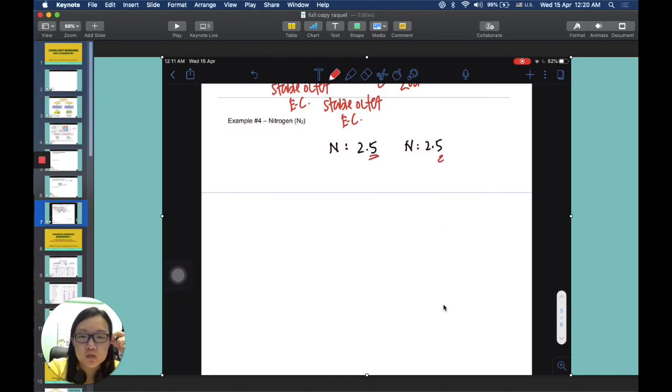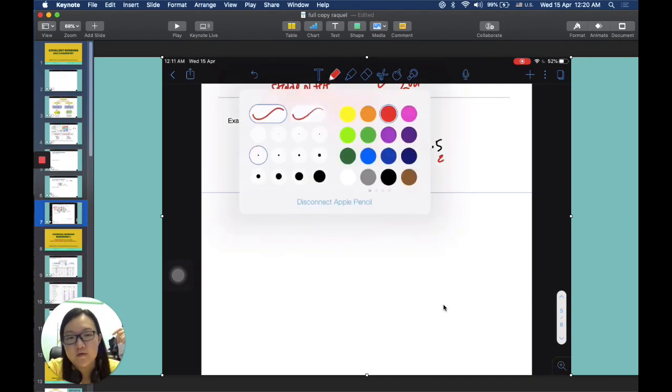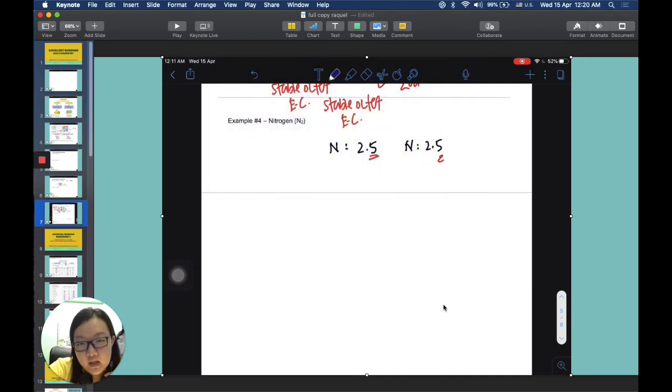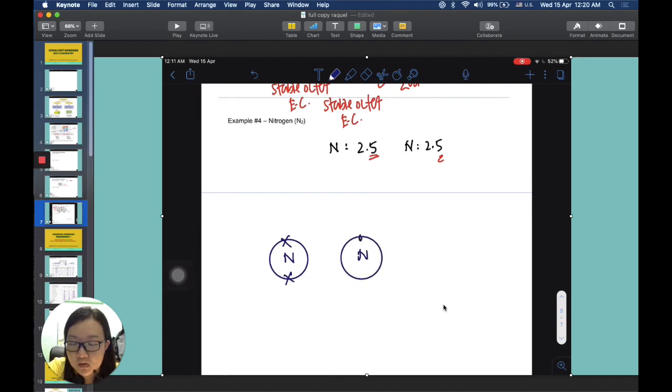Okay, then example 4, nitrogen. So nitrogen, the electronic configuration is 2.5. So again, using that trick, to get to octet, which is 8, you need 3 electrons. So each nitrogen atom will contribute 3 electrons to the sharing. So we draw the first shell first because that part is the easiest. So 1, 2, and 1, 2 using the dot and cross symbols respectively.